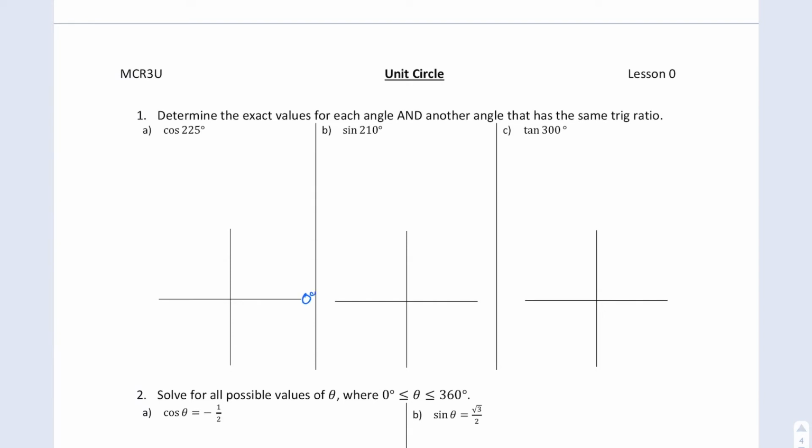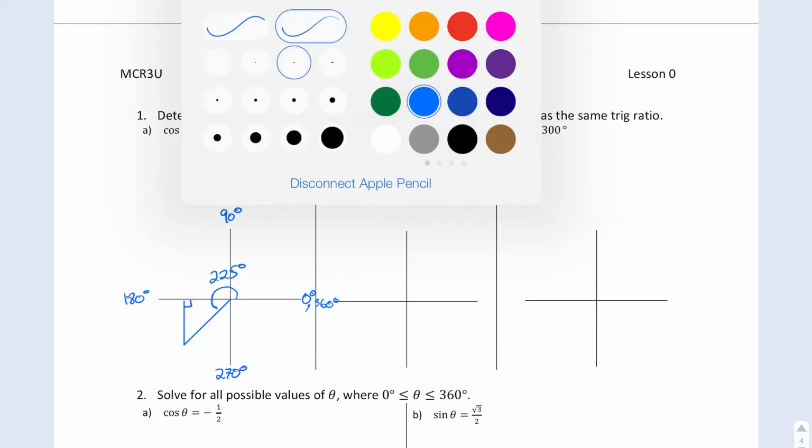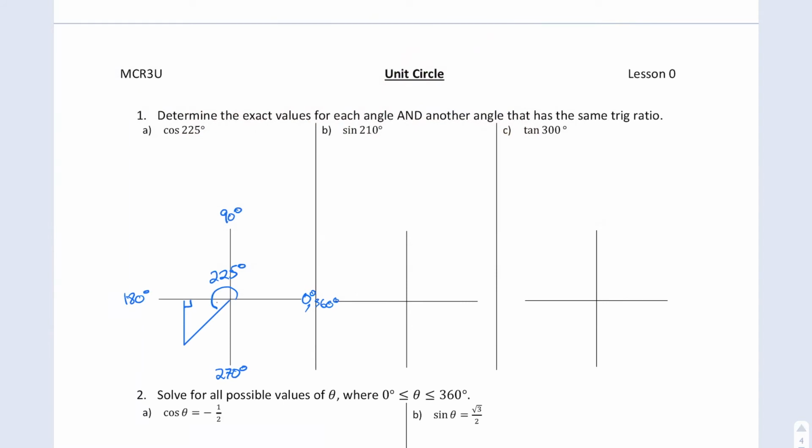So remember, if I start at 0 degrees, up here is 90, 180, 270, and all the way back to 360. I won't draw this in each time, but if it's a positive angle, it loops around from the x-axis and comes to the terminal arm here. And you create your little triangle. So this is 225. And we want to find alpha, the related acute angle or reference angle.